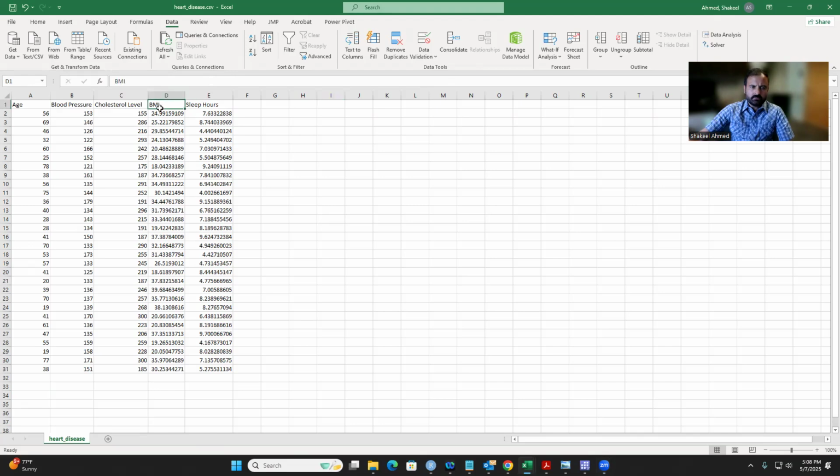We take the BMI as independent variable and we see whether BMI is affecting the blood pressure of an individual or not. Here is basically the dependent variable, and we see how the change in BMI is affecting the change in blood pressure.